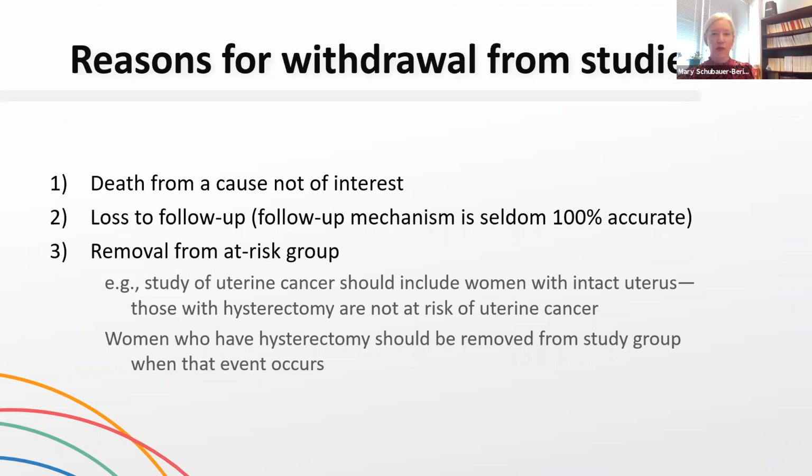Well, why do people withdraw from cohorts? It could be death from a cause not of interest. It could be loss to follow-up because follow-up mechanisms are seldom 100% accurate. Or it could be removal from the at-risk group. A typical example is in a study of uterine cancer, it should only include women with intact uterus. Those with hysterectomy would not therefore be at risk of uterine cancer, and they should be censored or removed from the study group when that event occurs.